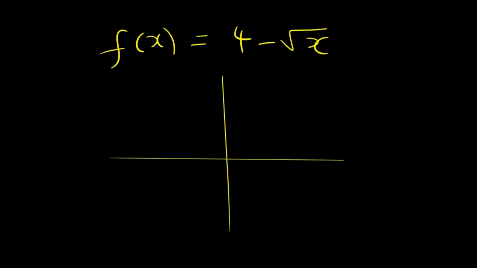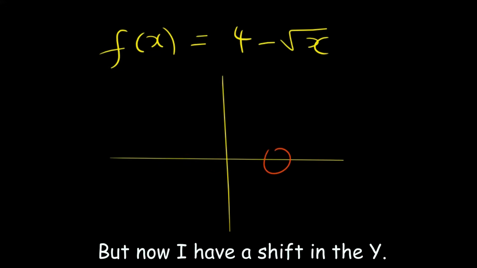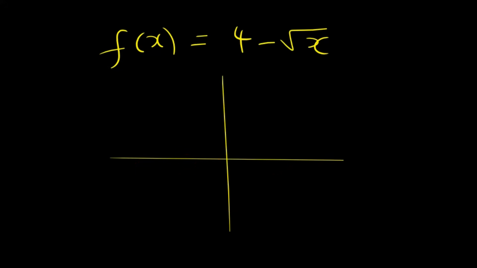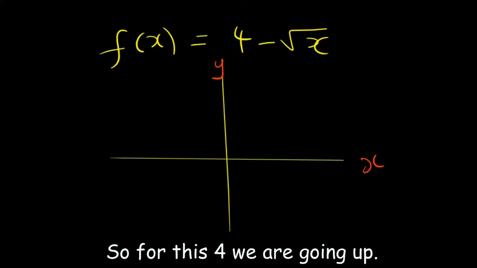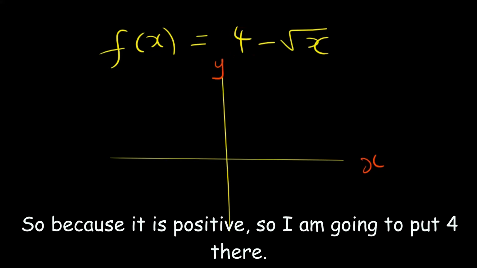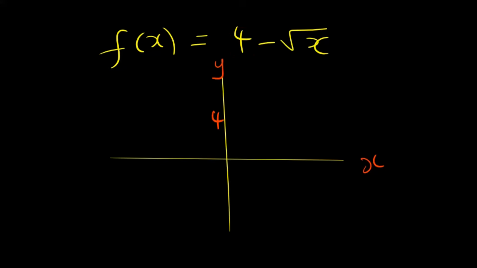Okay, so we have a shift of 4 units. We always start from here. So if you have a shift in the x, we're always going this direction or that direction. But now we have a shift in the y. So instead of just being here, now we're either going up or down on the y-axis. So this is 4. For this 4, we are going up because it's positive. So I'm going to put 4 there. So that is our 4 here.